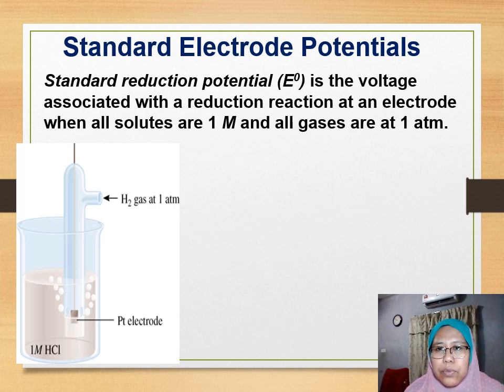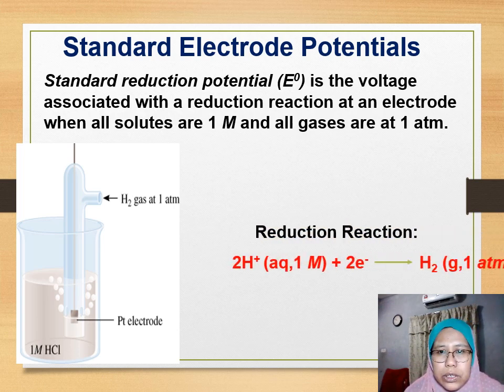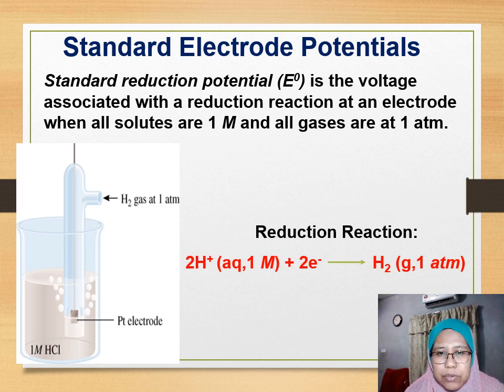What is standard reduction potential? E0 red. It's the voltage associated with a reduction reaction at an electrode when all solutes are 1 molar and all gases are at 1 atm. So as you can see here, the reduction reaction is 2H+ from the acid in aqueous form, 1 molar, receives 2 electrons. It becomes hydrogen gas at 1 atm. And the E0 is 0 volt. This is for hydrogen electrode.